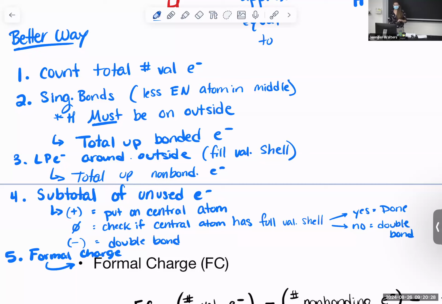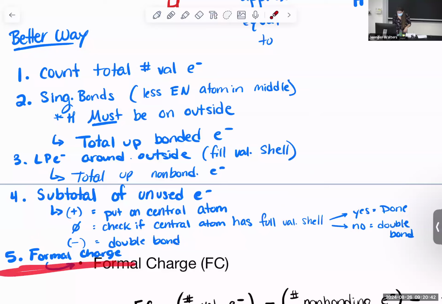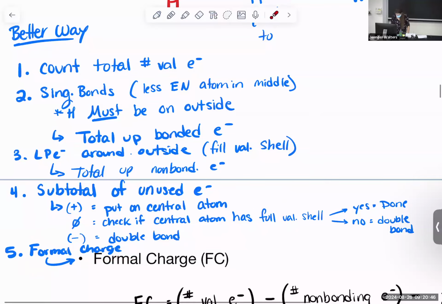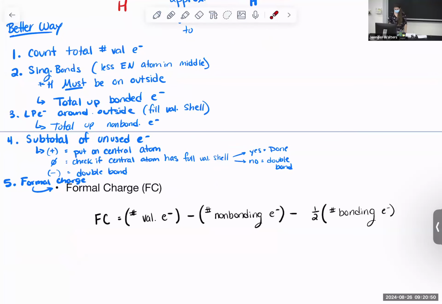Formal charges are actually largely why the Lewis dot system doesn't always get you to the right answer, because sometimes it doesn't work out. Whereas if you do this to make sure that you have all the bonds being shared appropriately, then checking your formal charges should work, is essentially the idea. You want the formal charge to be neutral.